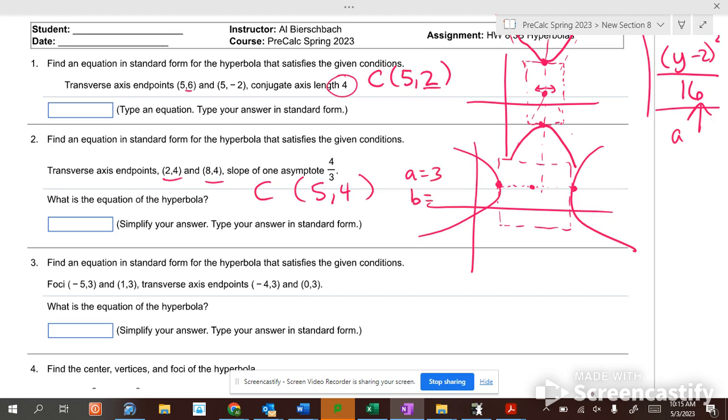Now we've got to figure out what b is. Okay? The slope of the asymptote helps us out here. Because here's our asymptote. The slope is rise over run. We go up 4 to the right 3, and going to the right 3 makes sense. So it's 4 up and down and 3 across, so b must be 4. See how the asymptote helps us, okay?